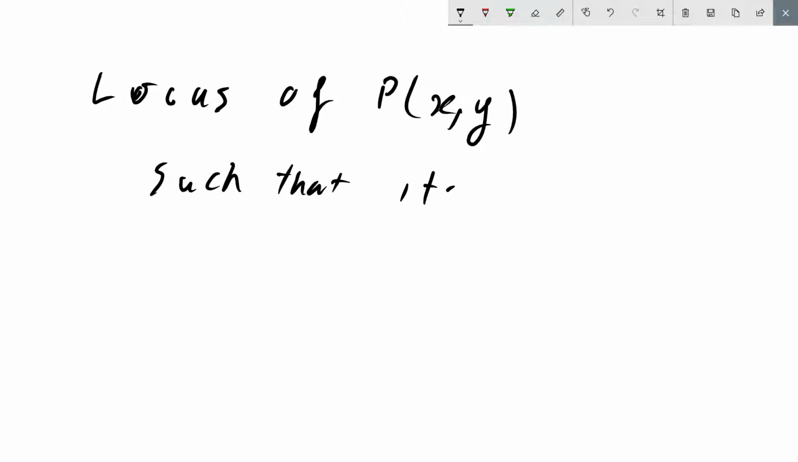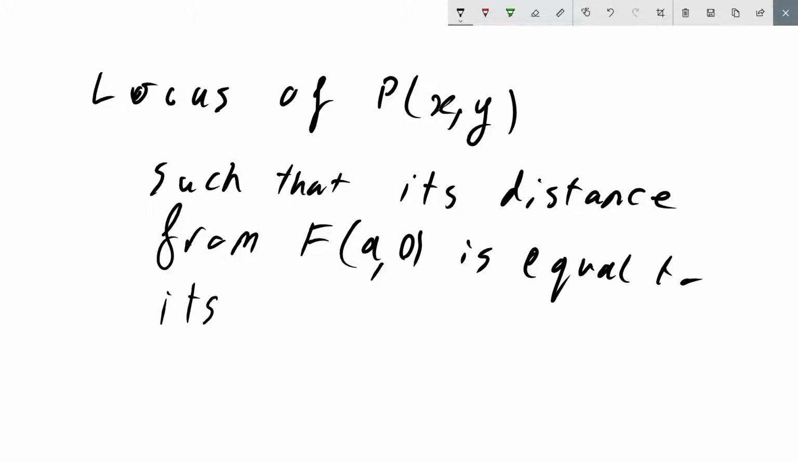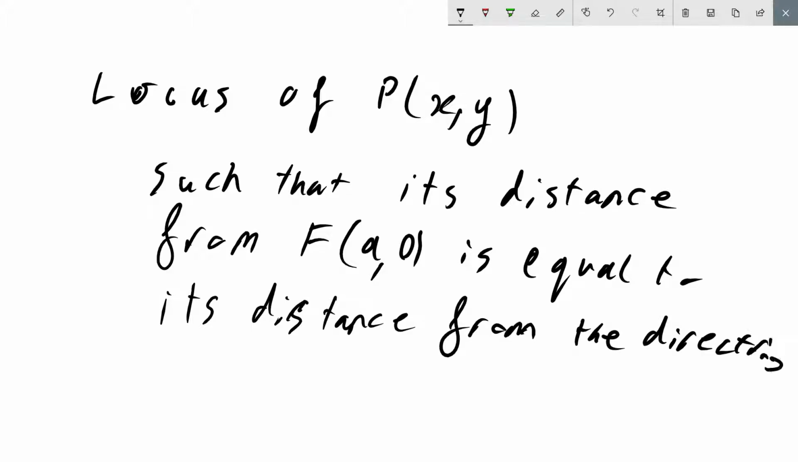Alright, let's talk about locus of parabolas. So, let's just write down the condition. The locus of point P, which is x comma y, such that its distance from the focus, or F, a comma 0, is equal to its distance from the directrix x equals negative a. What on earth am I talking about here?